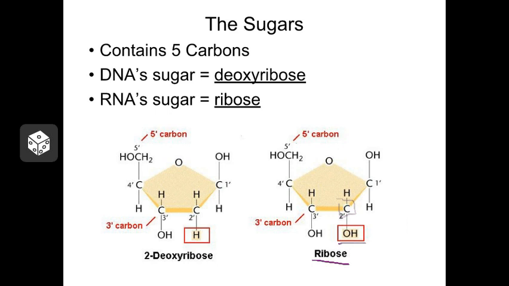In comparison, deoxyribose, which is found in the nucleotides of DNA, only has a little hydrogen attached there. So it's lacking this oxygen that ribose has at this position, so we call it deoxyribose. It's like ribose, but missing an oxygen.